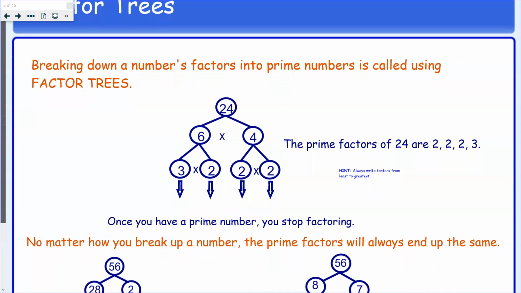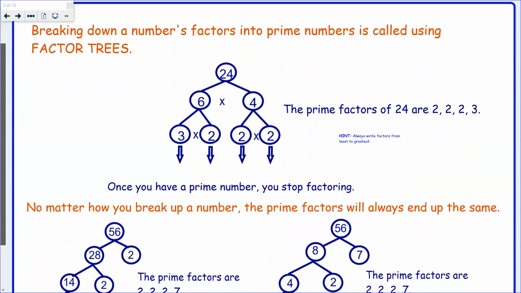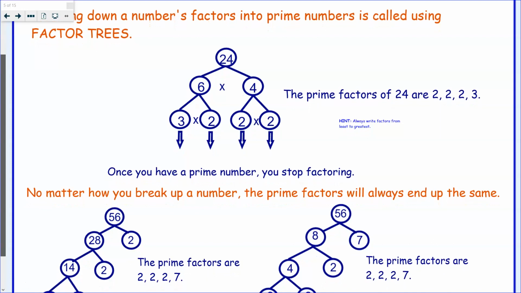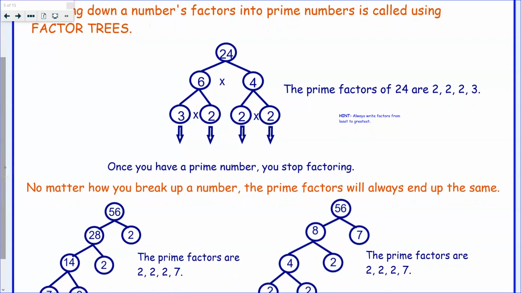Factor trees are another way to find square roots because you can break them down into prime numbers. This is just a summary, kind of a replay of what you would have maybe covered last year. This factor tree is broken down. 6 times 4, they took 24. I don't usually circle the factors until they're actually prime numbers. And then it broke down to 3 times 2 times 2.